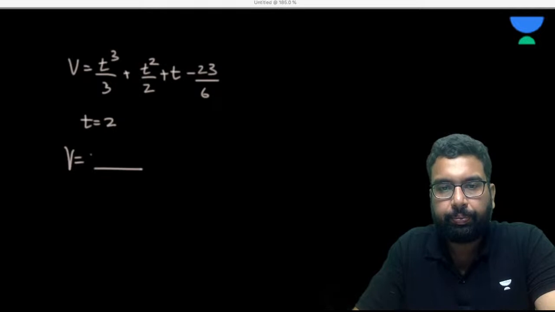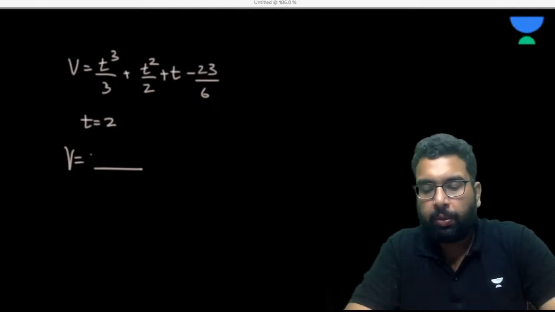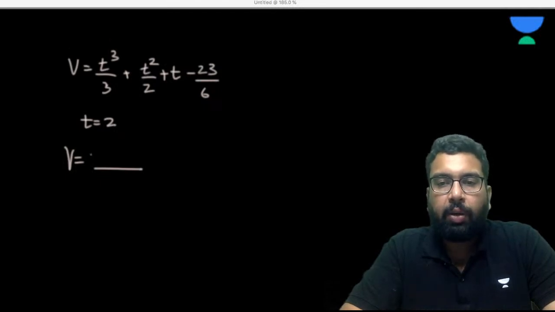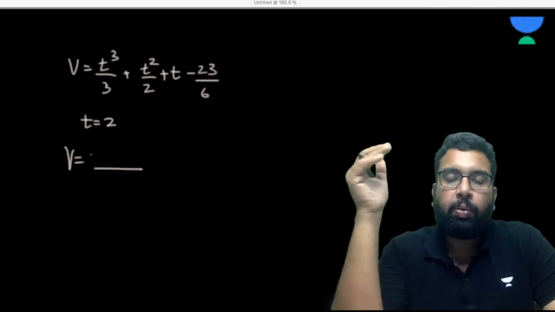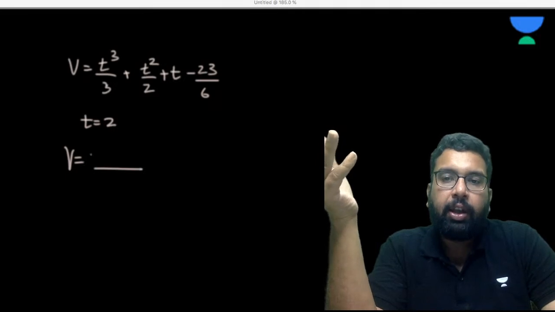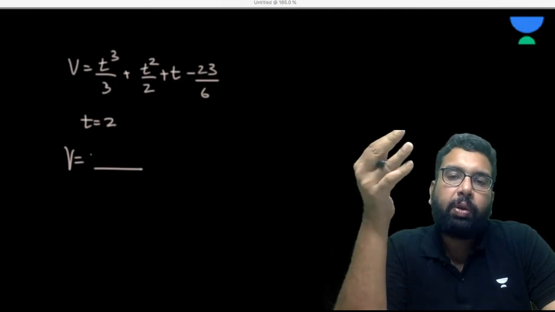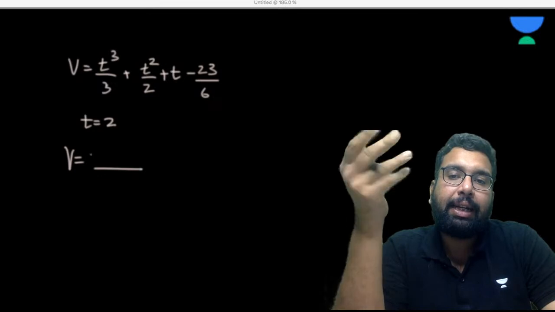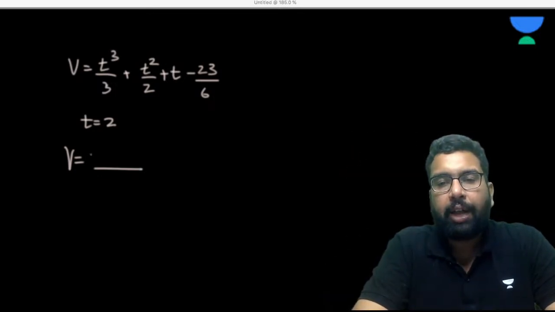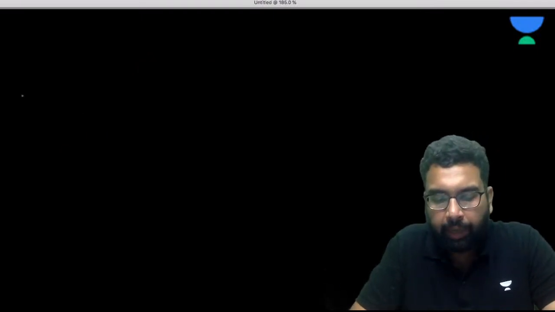Brilliant. So integration, simply, when you have the function of acceleration and you want to find the velocity, you can integrate that acceleration. If you have the velocity and you want to find the displacement, you can integrate. Same way you can do. Now let's move to one more question, and I think you can solve multiple problems on your own.